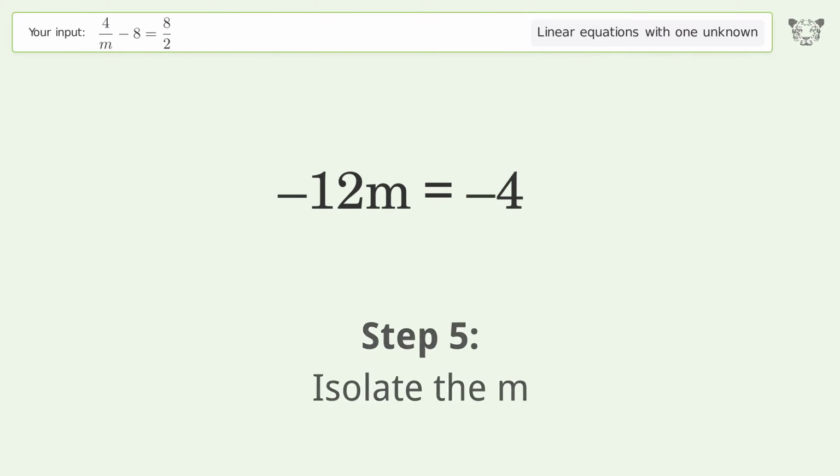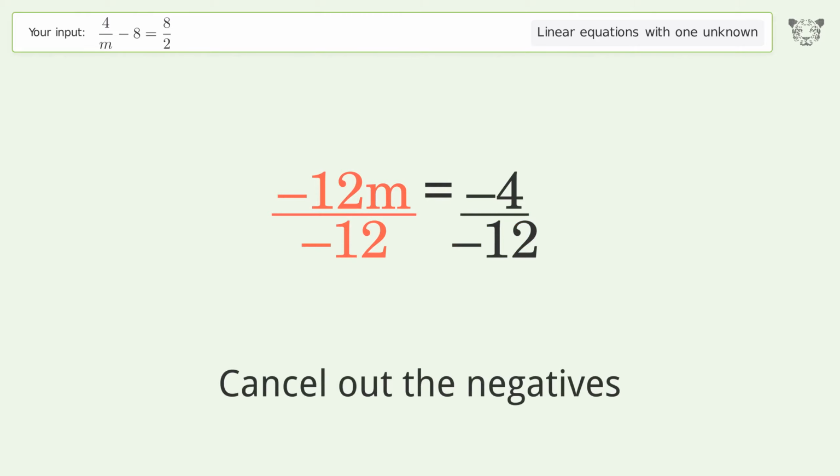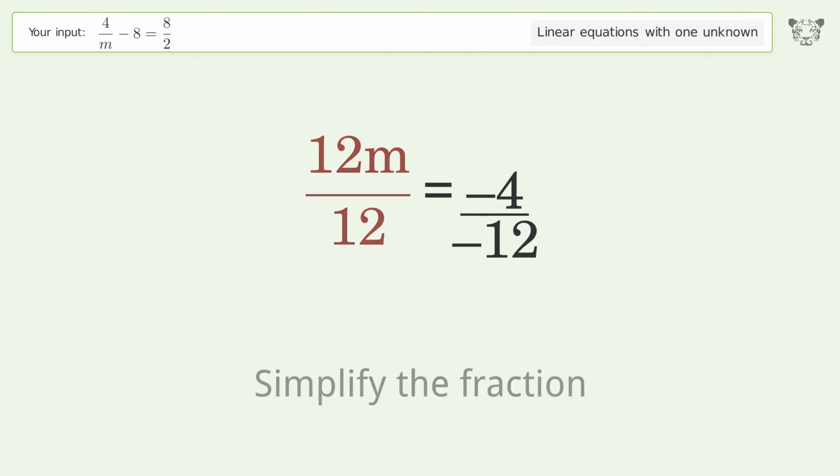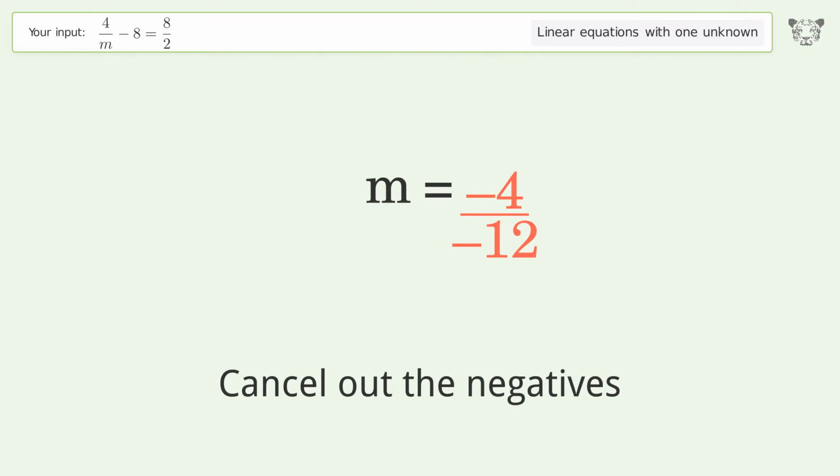Isolate the m. Divide both sides by -12. Cancel out the negatives. Simplify the fraction. Cancel out the negatives.